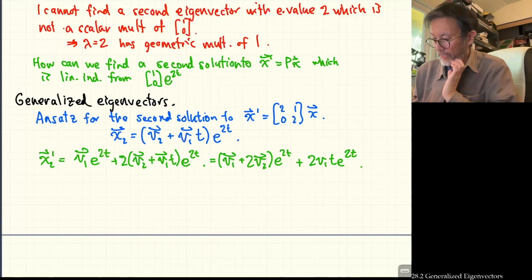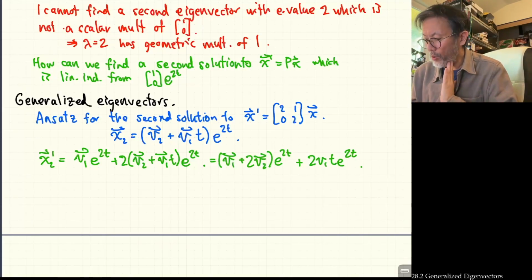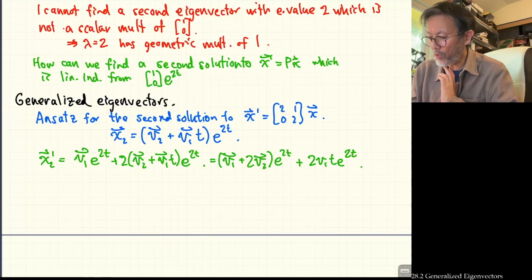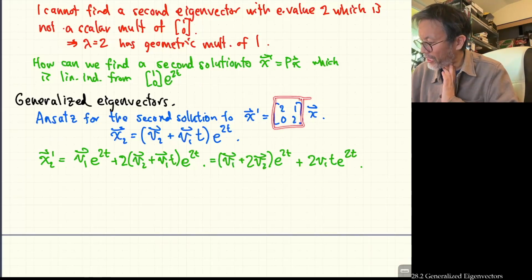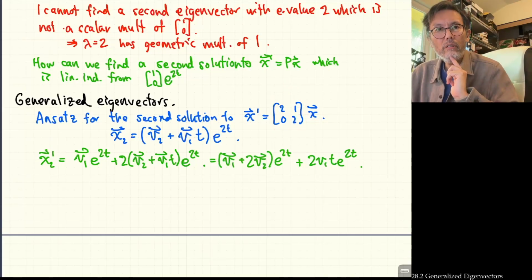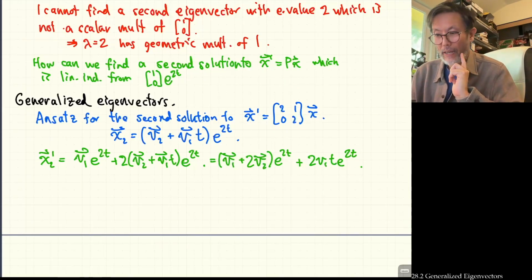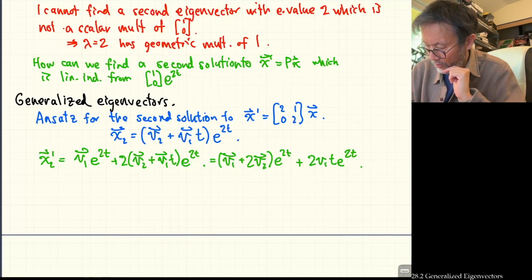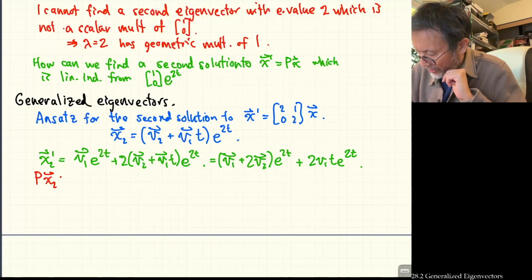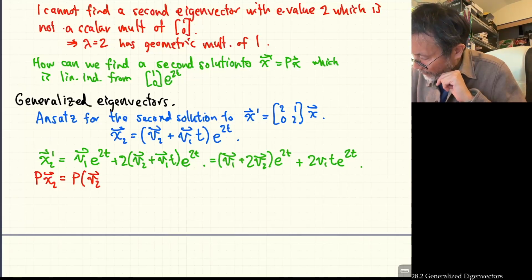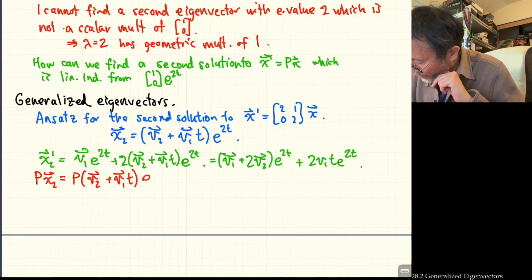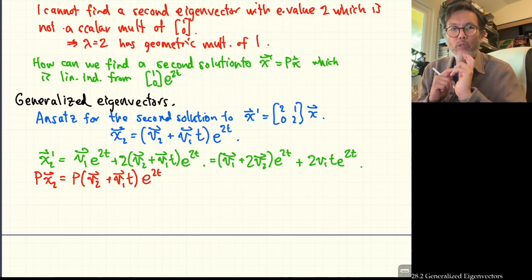Great. Next thing. What I know is that x2 prime should be equal to this matrix, which I'll call P, times x2. So I should compute that. The way that I'm going to do this is pretty straightforward. I'm just going to do it symbolically. P times x2 is equal to P times (v2 plus v1 t) times e to the 2t. All I did was replace x2 by the ansatz.